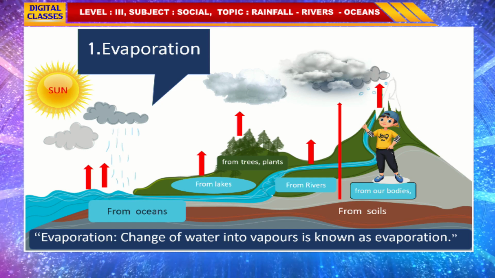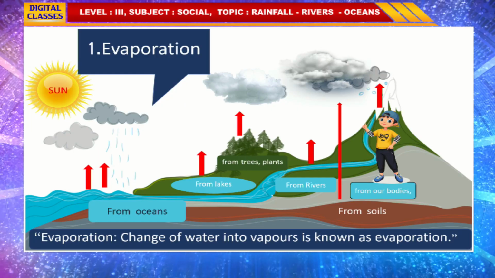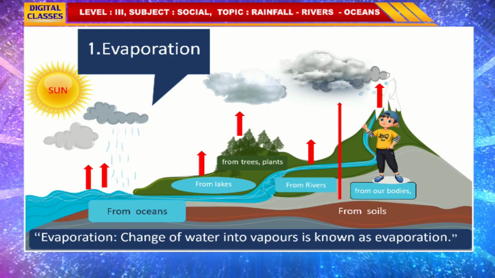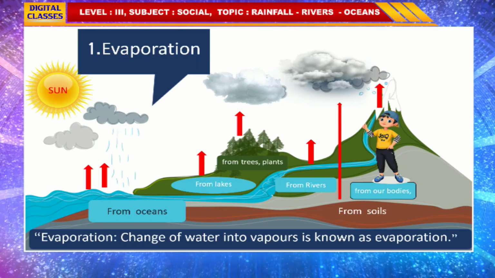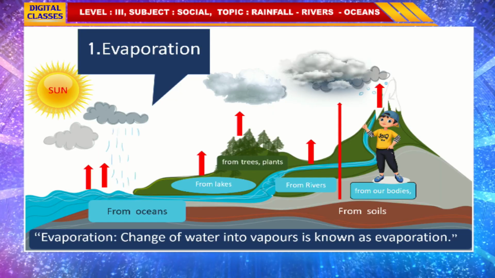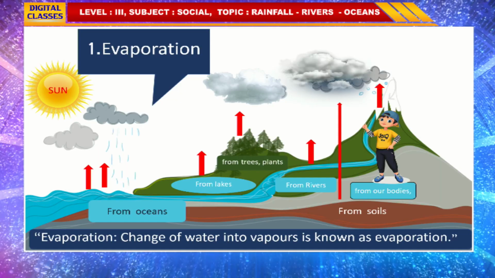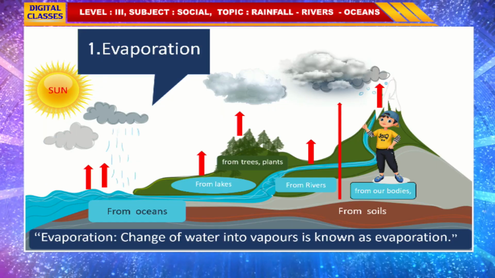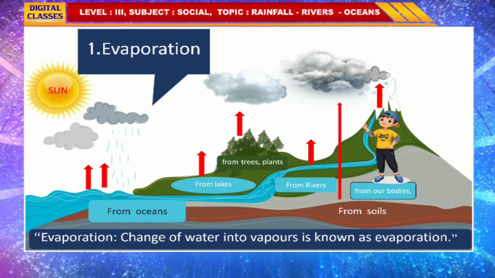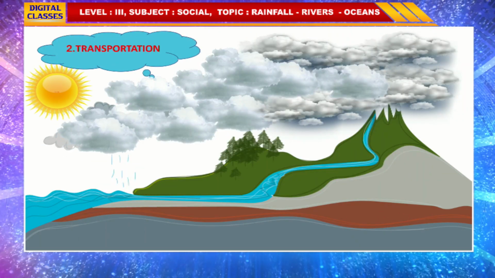The process of changing water into water vapor is known as evaporation. There are several water bodies on the earth's surface like oceans, rivers, lakes, etc. And there is a constant evaporation of water from these water bodies. The process of evaporation speeds up with the increase in temperature. Now let us learn about the next stage, that is transportation.